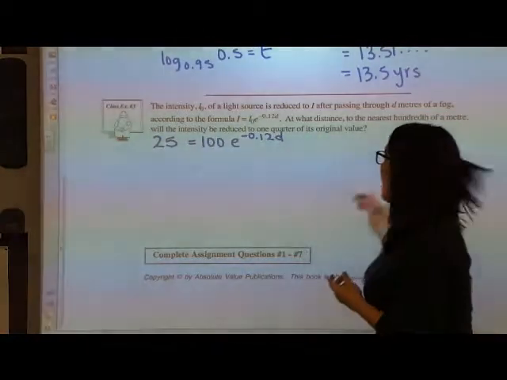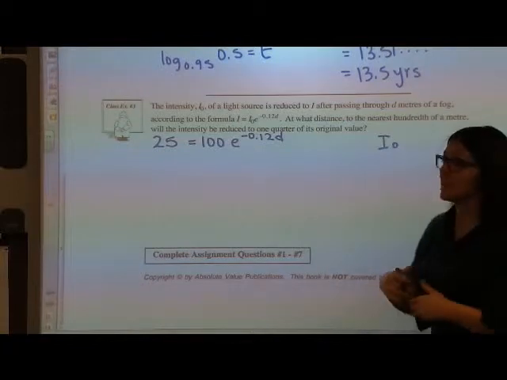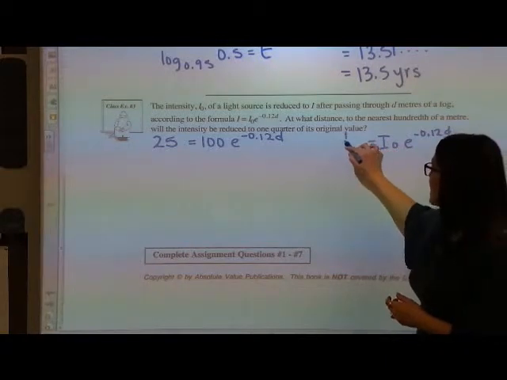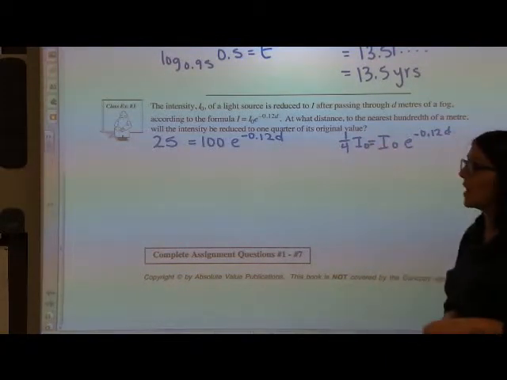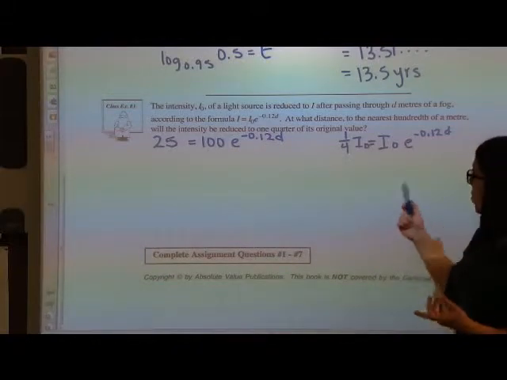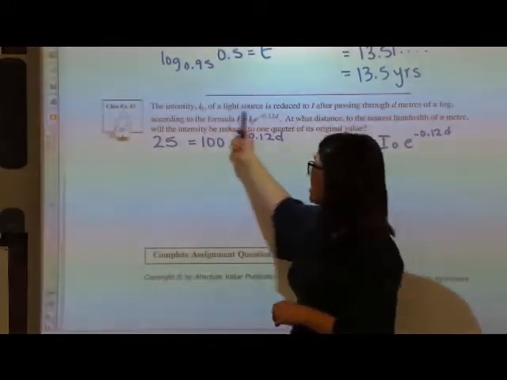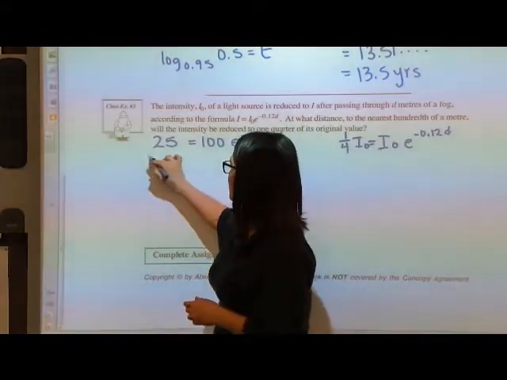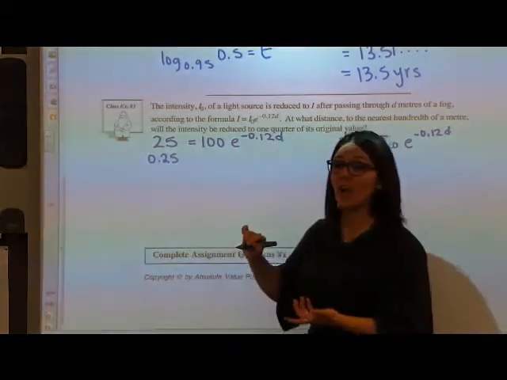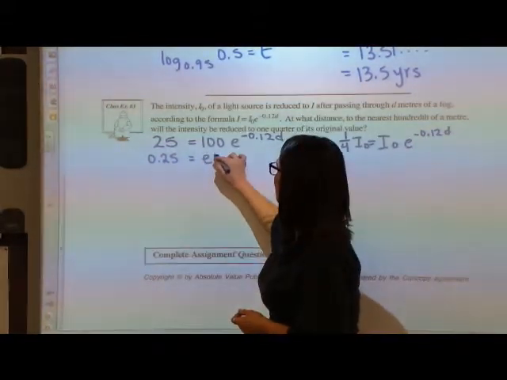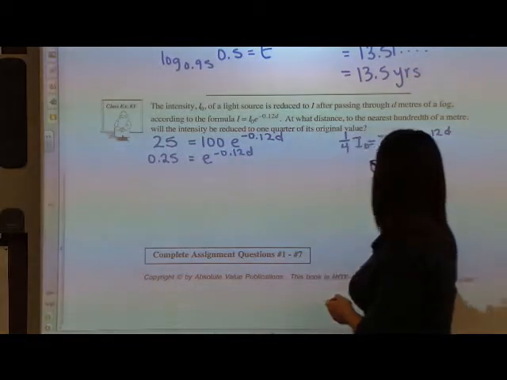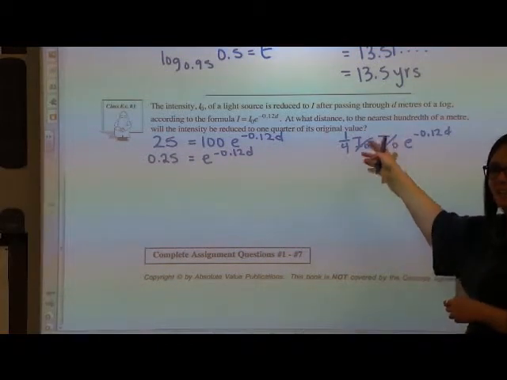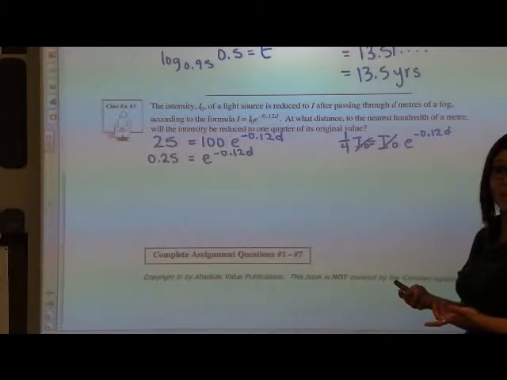Or I could look at it as, I'm going to leave the initial intensity as I of 0. And the final intensity, I'm going to say, is 1/4 of the initial. So if I work on this side here, my first step would be to divide both sides by 100, which would give me 0.25 or 1/4. And I get the same thing over here. I cross out the initial intensities because they're common on each side, and I'm left with 1/4.